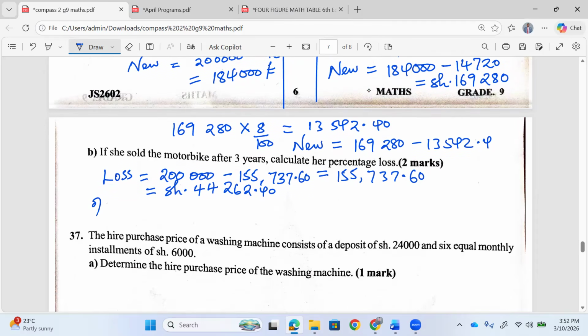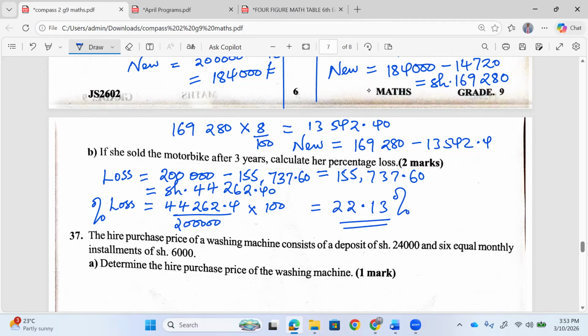But now we need percentage loss. Percentage loss is given by loss over buying price expressed as a percentage. So we multiply by 100 over 200,000. This gives us 22.13%. So that is the percentage loss that Maria incurred.